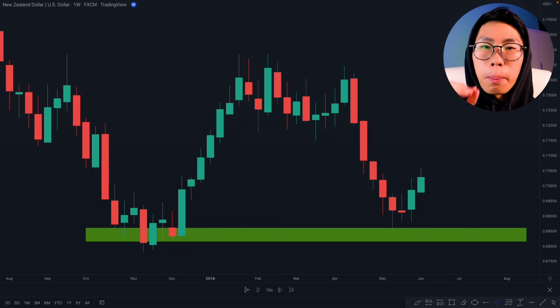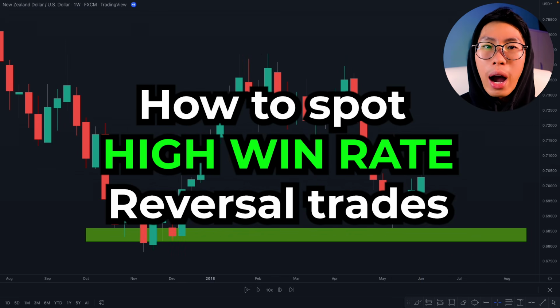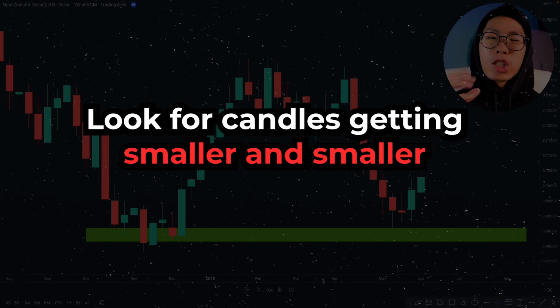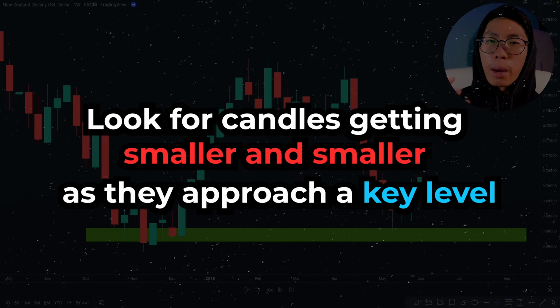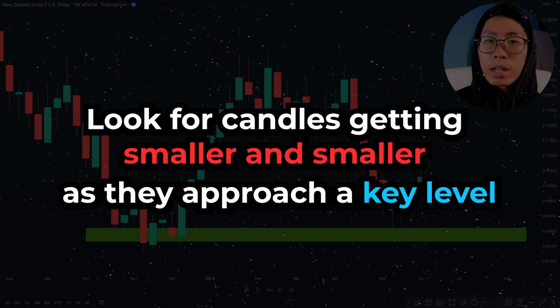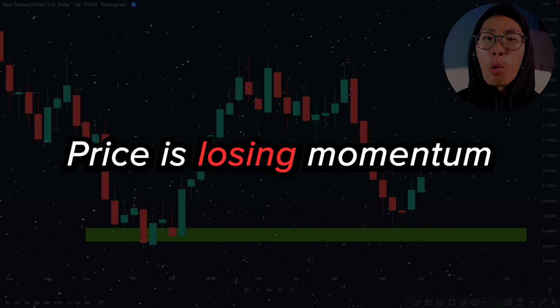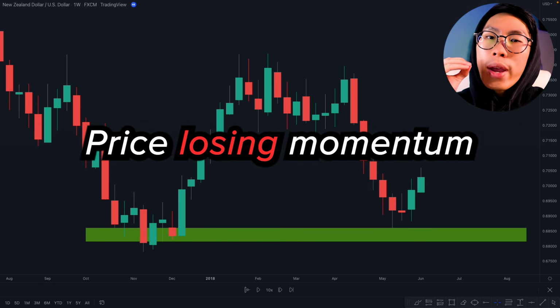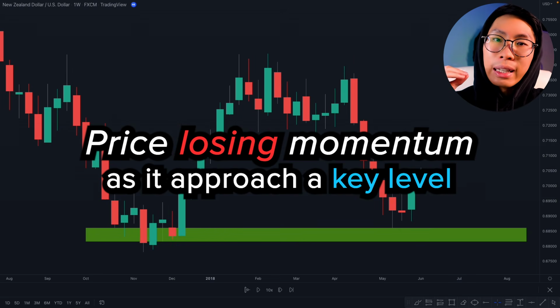Here's a very important point to note since we are looking for high win rate reversal trade setups. We want to see the candlesticks getting smaller and smaller as they approach a key support or resistance level, because this shows us that price is losing momentum. So you want to see price losing momentum and slowing down as it approaches a key level.